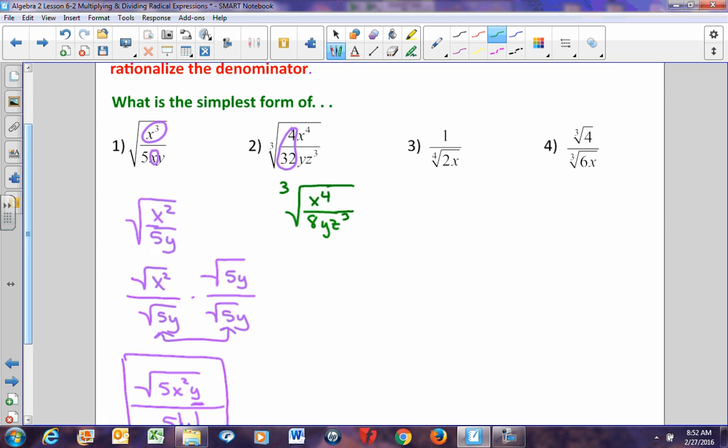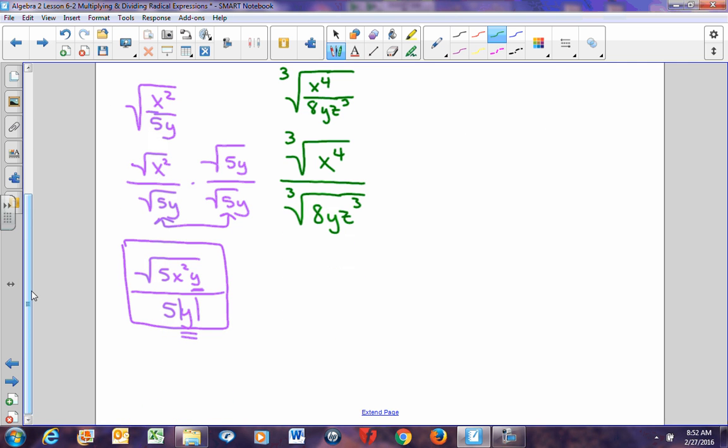So I'm going to simplify this as best I can. I'm going to separate it. So I have the cube root of x to the 4th over the cube root of 8yz to the 3rd. Now, before I start thinking about getting rid of that cube root of 8yz to the 3rd on the bottom, I'm going to simplify it if possible. I know the cube root of 8 is 2, and I can take out the z. So I now have the cube root of x to the 4th on the top. On the bottom, I have a 2 and a z outside, and the cube root of y. So what I have to get rid of is just the cube root of y.